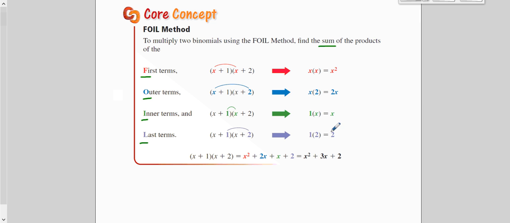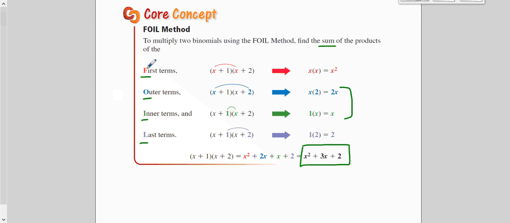So then adding them, whenever you're adding, you can only combine like terms. You can only add terms that have the same variable with the same exponents. So combining the 2x and the x, we get 3x. Final answer, x squared plus 3x plus 2.